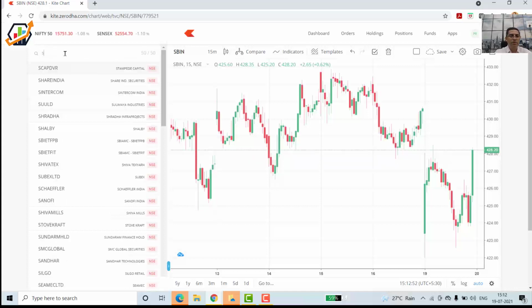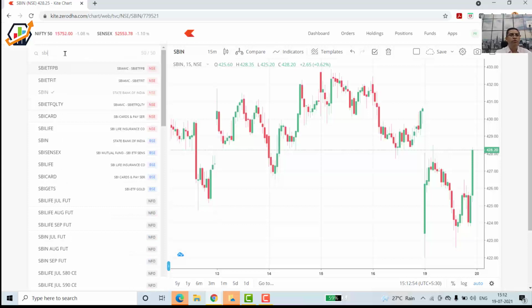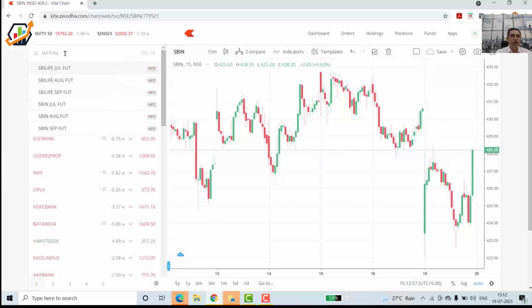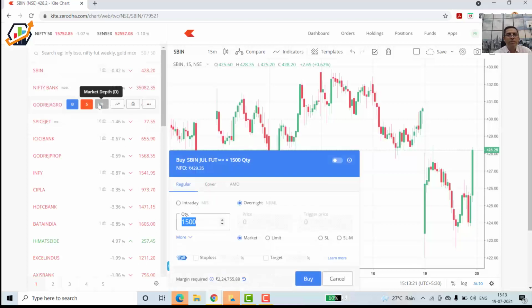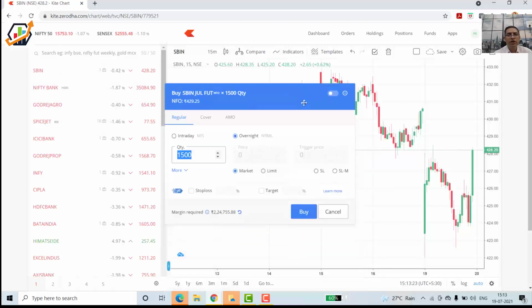So I say SBI and futures. Okay, the moment I say SBI futures, can you see SBI in July, August and September? So there are 3 monthly contracts which are available for the futures trade. Let us say I want to trade the July futures of State Bank of India. I'll have to go on this blue icon which says B, which is for buy. Once I say buy, then this window will open.